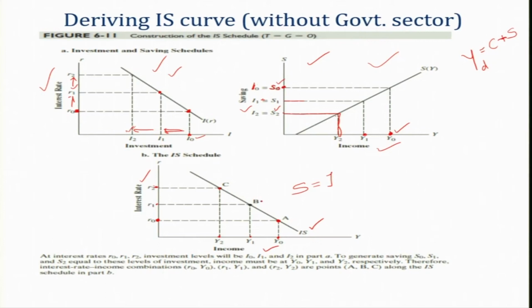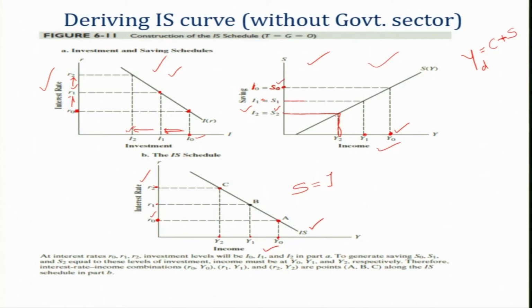What does it mean? For example, when the rate of interest is low, at a low rate of interest R naught, the income is very high. What does it mean? The economic intuition here is that at a low rate of interest, investment demand increases. Investment demand increases, so equivalently a large amount of saving is required in order to finance that. So in order to ensure that that much saving can come from income, right? Why?